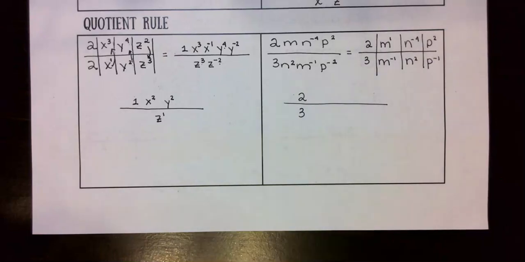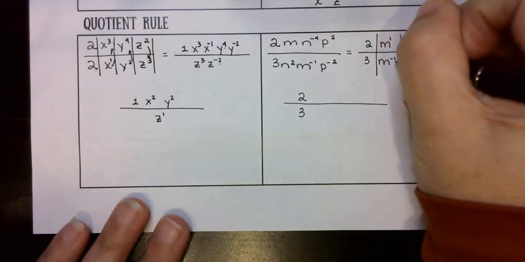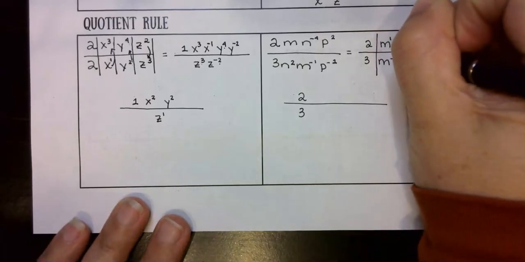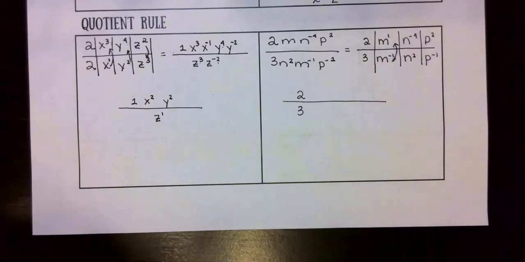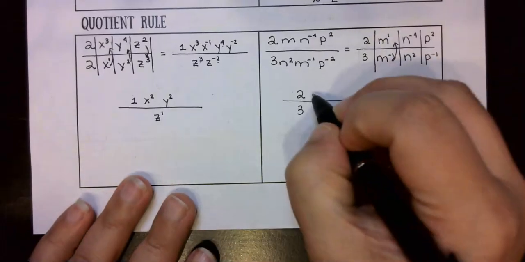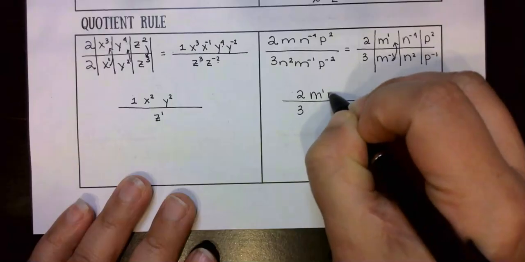All right, let's talk about our m's. We have a positive 1 on top and a negative 1 at the bottom. The smaller number is the negative 1. So this one needs to move up. And when we take a negative number and move it up, it changes from a negative to a positive. So we have m to the 1 and m to the 1.